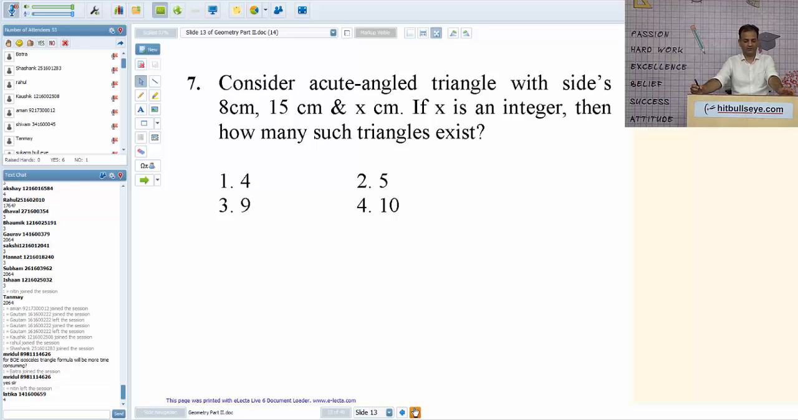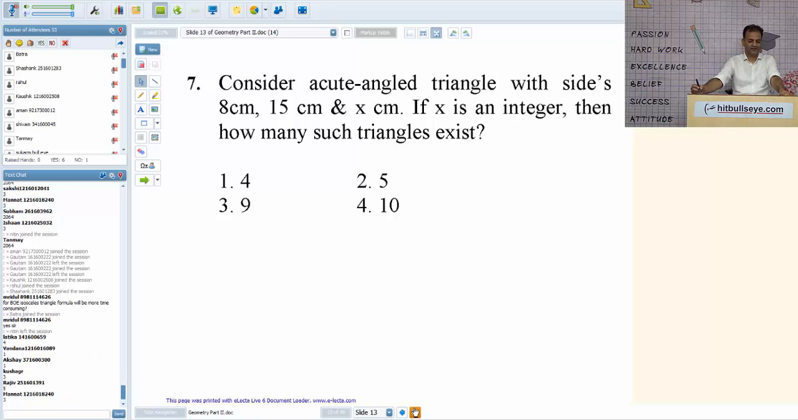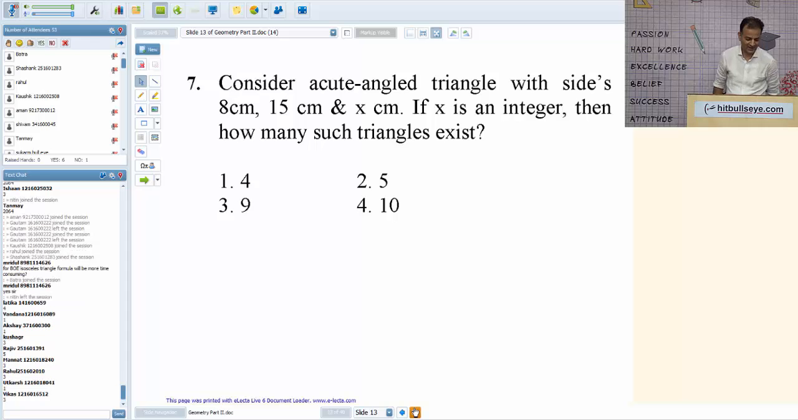Latika has come with option 4. Latika, I think you have done this question in CAT bulletin. Vandana has come with the answer 1. Kushagra 3, Rajiv 5, second option 3, Utkarsh 1. Vandana, have you done this question previously? Vikas has come with the third option.